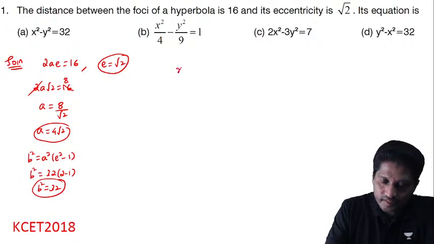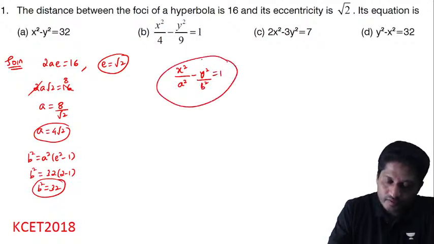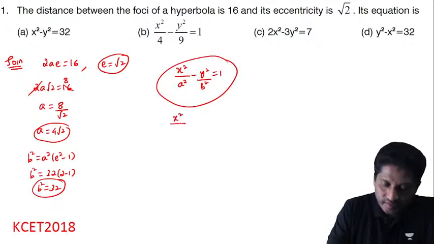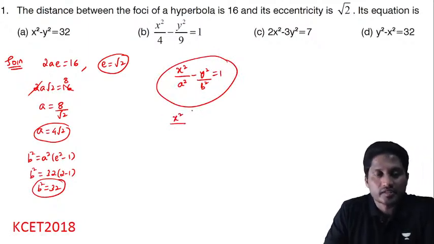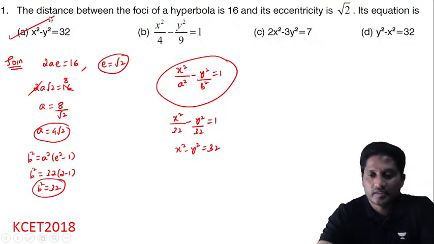Equation of the hyperbola is x square by a square minus y square by b square equal to 1. If I substitute, you get x square by a square, that is 32, minus y square by b square, which is 32, equal to 1. If I cross multiply, I get x square minus y square equal to 32. Answer is option A. Let's move to the next question.